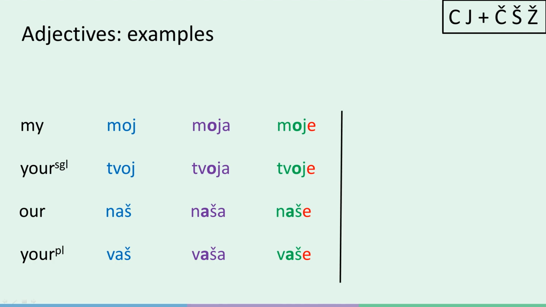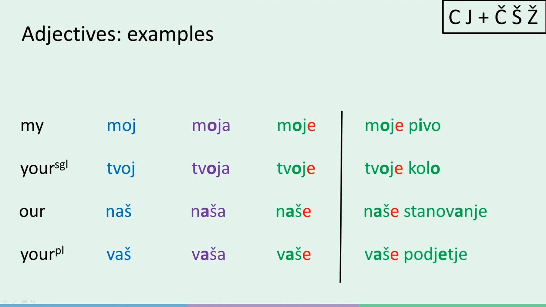And some examples. My beer is moje pivo. Your bike is tvoje kolo. Our apartment is naše stanovanje. Your company is vaše podjetje. Okay, that's it for adjectives, but remember we said nouns are also affected by the rule.